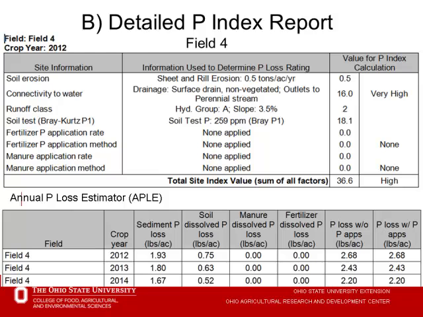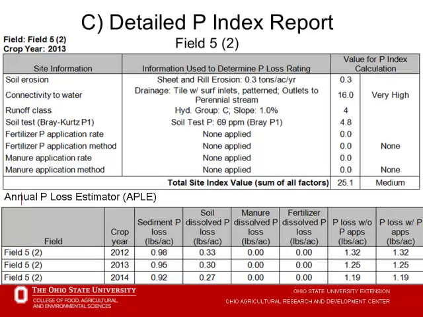This is that detailed report for the field that has really two variables coming into play. We're getting 16 points from the drainage and having surface drains that are non-vegetated, and then a P value coming back with 18 as far as the number. So 36 is the total P index, 18 coming from soil tests, and 16 coming from the non-vegetated outlet. And we see those loss values that we can use and come through the APLE program.